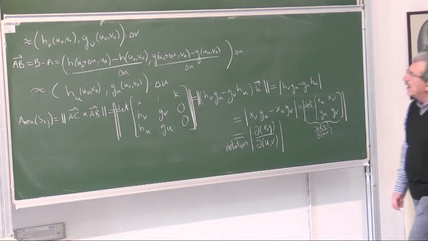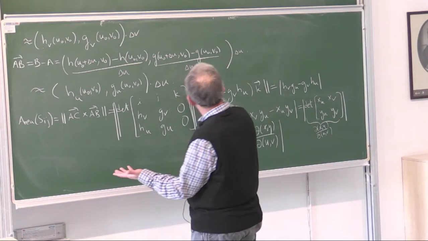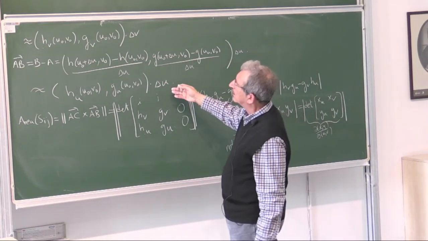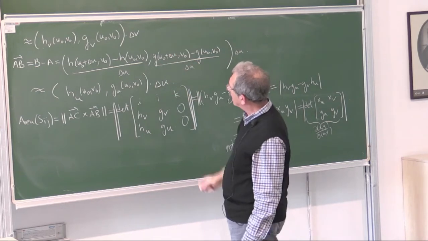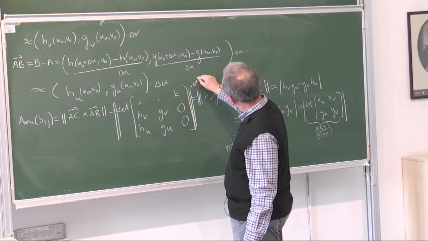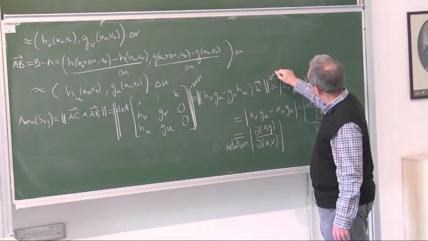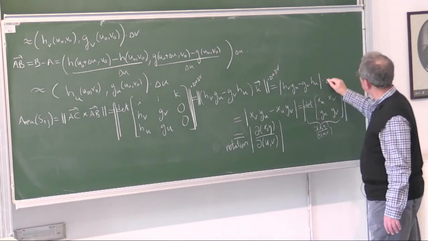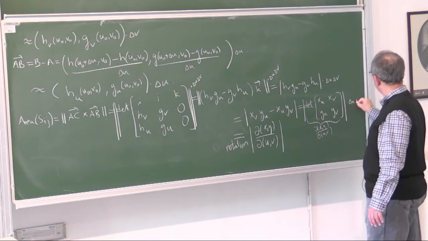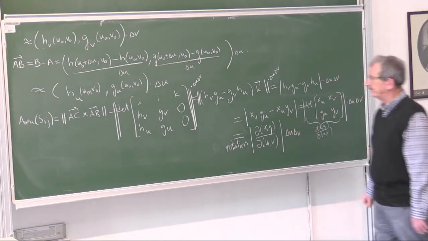And of course, I certainly forgot something. That is, in AB, I have a delta u here, and in the other one, I have a delta v. So actually, I multiply this with delta u, delta v. So I have here delta u, delta v, and so on. So this is delta u, delta v here.